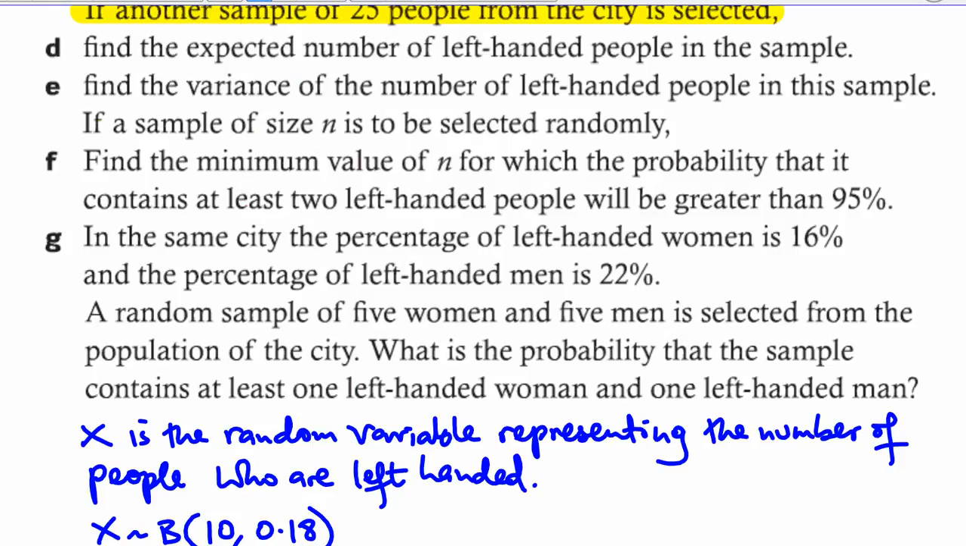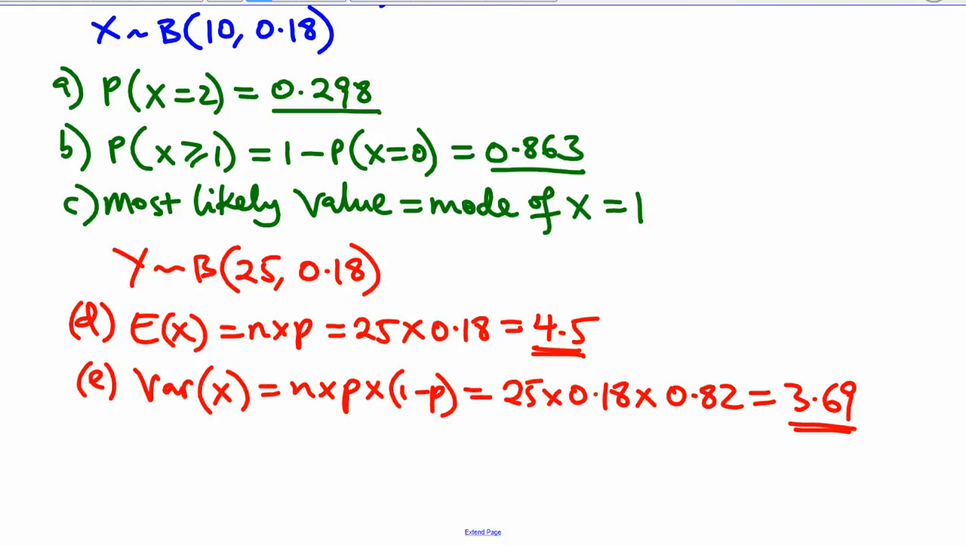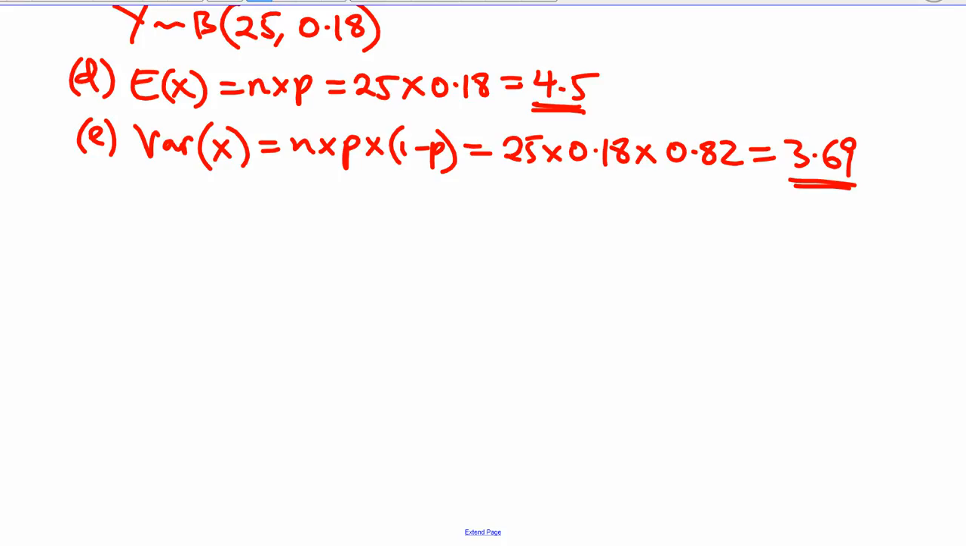All right, I'll move on to F, but I just want to highlight something here again. If a sample of size n is to be selected randomly, so we have a new sample, the probability of success, remember, is the same. It's only that we have a new sample. So below here, I'll have another statement: Z follows a binomial distribution with parameters n and 0.18. Good. So what are they asking us in F?